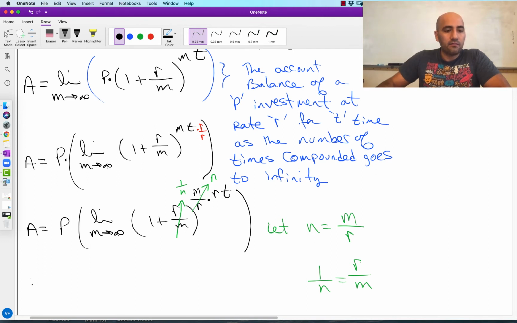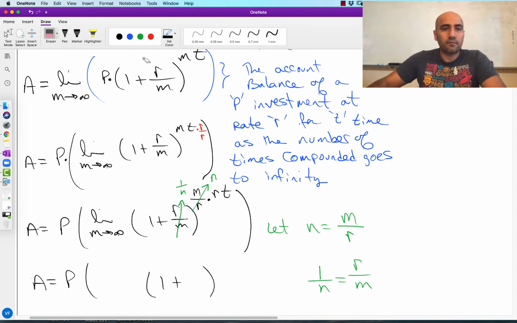So now A is going to be equal to P times, and I'm going to leave this alone for a second, 1 plus 1 over n to the power of n. Oh, let's put it in green. This is going to be 1 over n raised to the power of n, and then that whole thing gets multiplied by rt. Because there's no more m's, I got rid of them.